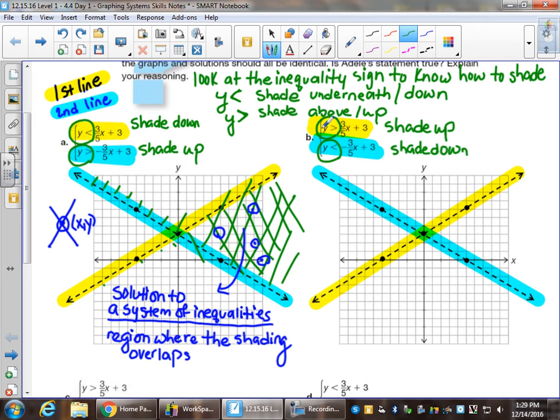We're going to do one at a time. So for the yellow line, this increasing line, we shade up or above. For the blue line, less than, we shade down. So just to say it one more time, this would be up, this is down. This is above, this is below. Down or below, they mean the same thing, whichever helps you see it.